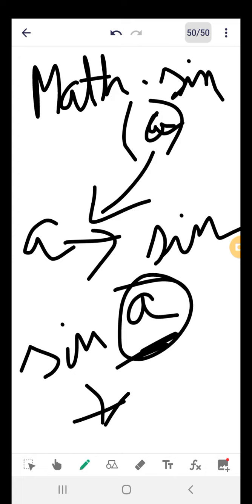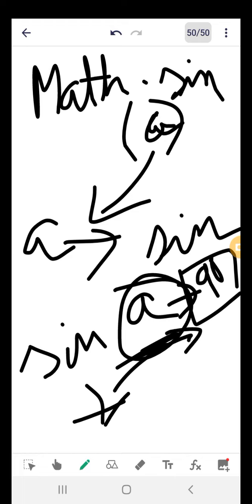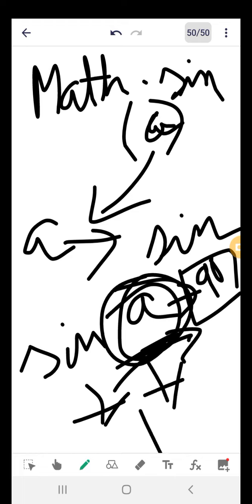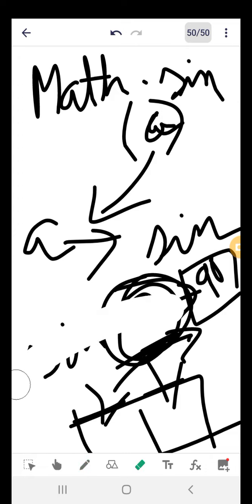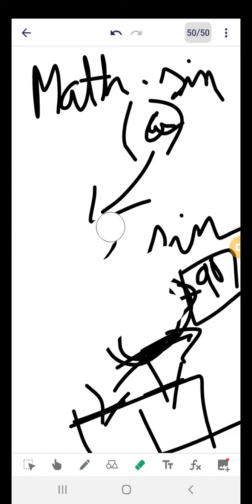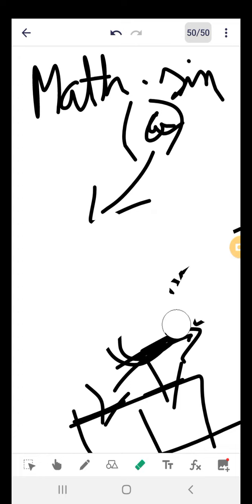For example, if a is 90, it has to be written in radians. You have to convert it into radians, and then enter a, and obviously it will return 1. So sine 90 is 1. Basically it will return the sine of a. A is not in degrees, it is written in radians.